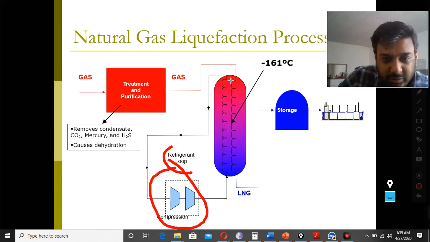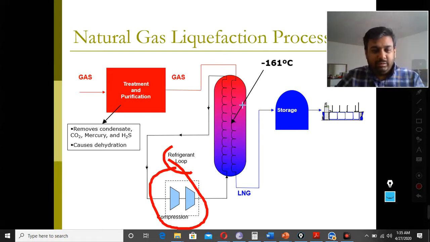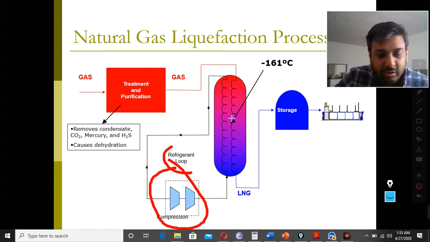So these compressors are for these refrigerator loops, and they compress it here also inside. Here at the same time they maintain the temperature minus 161 degrees centigrade. By doing this, it will become a liquid form, and then this LNG comes inside the storage.